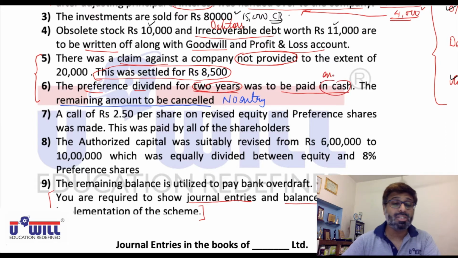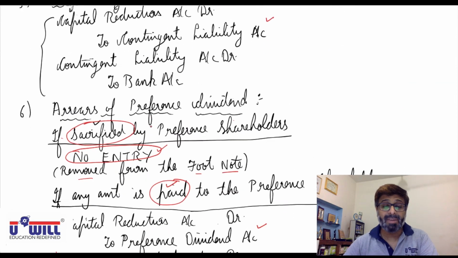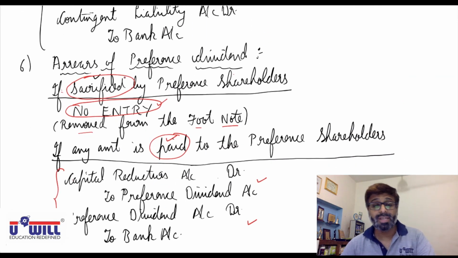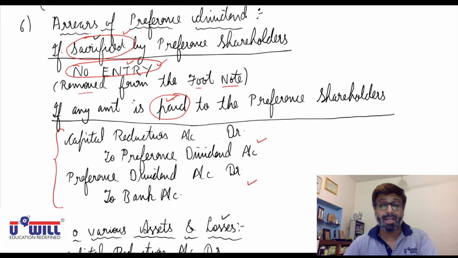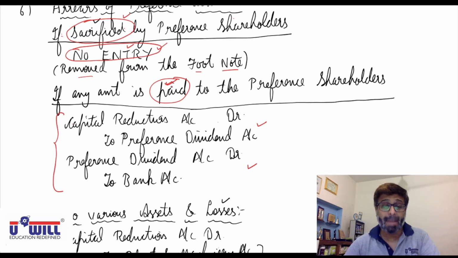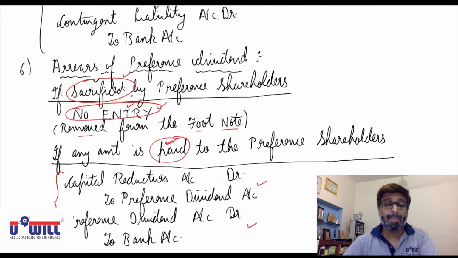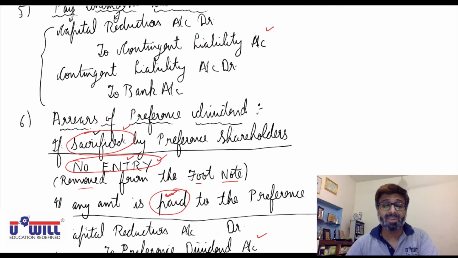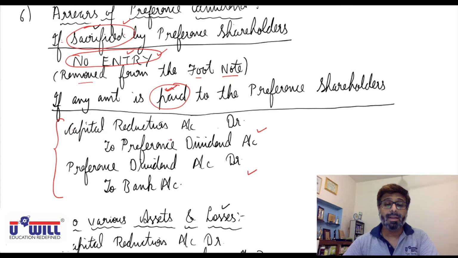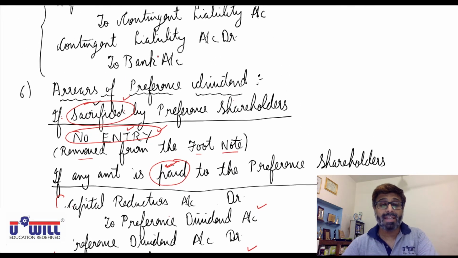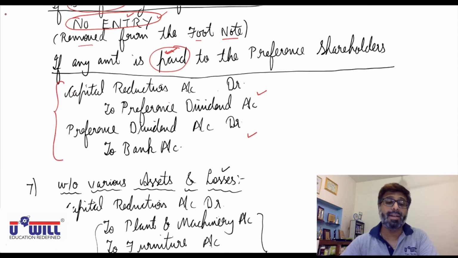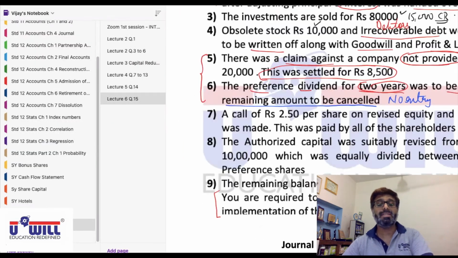Okay, if you remember, this also we have done in the summary, that if the preference dividend is sacrificed, so 3 years amount is sacrificed, for that there is no entry. And if any amount is paid, 2 years amount is paid, for that the entry would be capital reduction to preference dividend to bank. Now you all can see 5th and 6th, capital reduction to contingent liability, capital reduction to preference dividend is a similar entry. Contingent liability to bank, preference dividend to bank is a similar entry. So we can pass a combined entry for this adjustment 5 and 6.